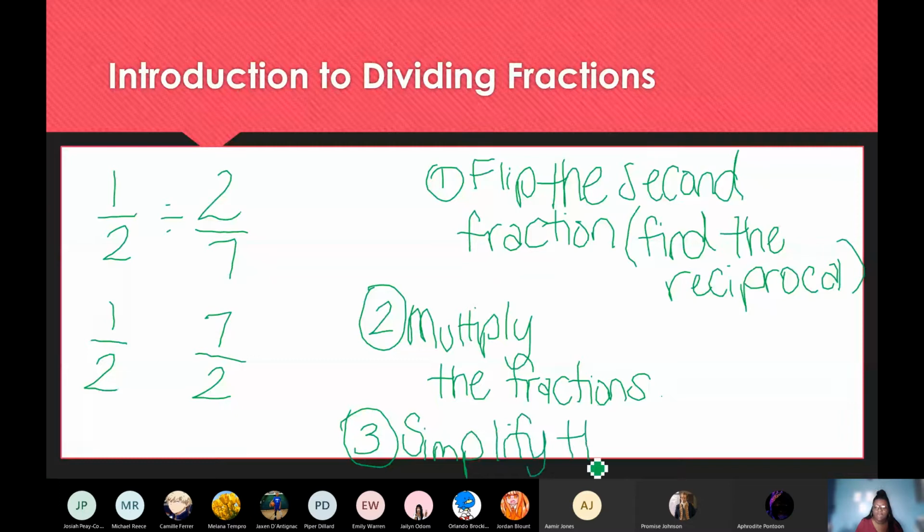You want to simplify the quotient. And we want to remember a quotient is an answer to a division problem. So I'll write these steps down first, and then we're going to work to put these steps into action with our first dividing fractions problem. Go ahead and finish writing this down. Ms. Neville's going to erase step 1.